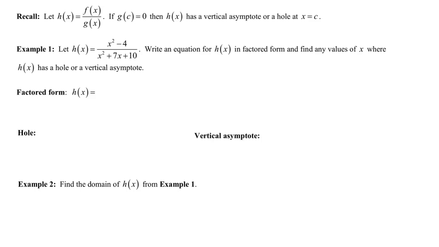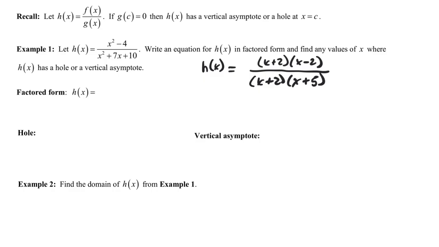All right, so the first thing you want to do is to factor. Back in Algebra 2, I told you factoring does not go away. We got to factor, factor, factor. So if I factor this h of x function, the numerator is going to be x plus 2 and x minus 2. The denominator will be x plus 2 and x plus 5. Hopefully you guys remember how to do that, okay? So that is the factored form, right?